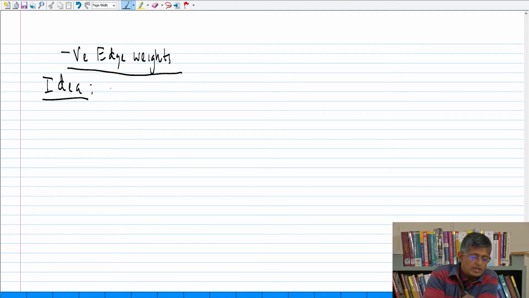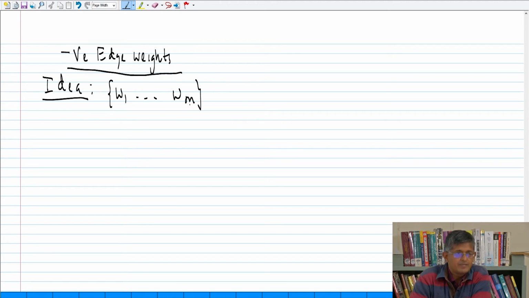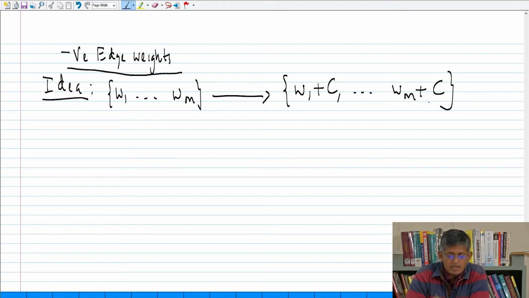So let us say you have W1 up to Wm, these are all the edge weights. You keep the same graph, and simply modify them to W1 plus a constant C, up to Wm plus a constant C. Choose the constant carefully so that all these values are greater than or equal to 0, and run Dijkstra's. Are you guaranteed to have found the single source shortest path? Now give me an example where this idea will fail.